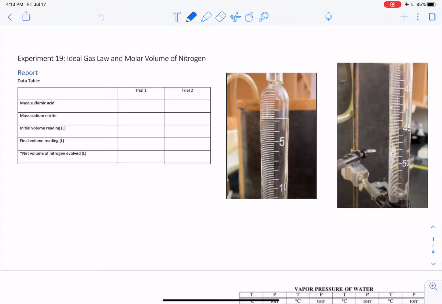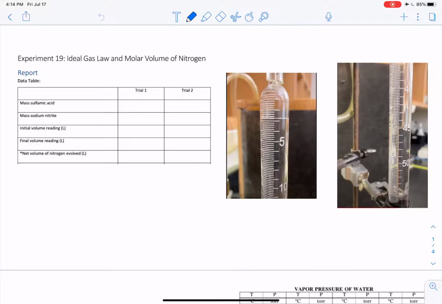I have a supplemental video for you guys for the Ideal Gas Law Lab. So I've broken up the worksheet into a couple of slides here so we can talk about it.